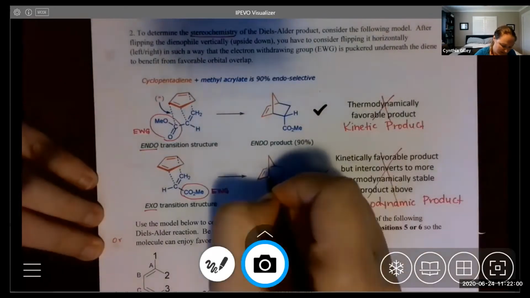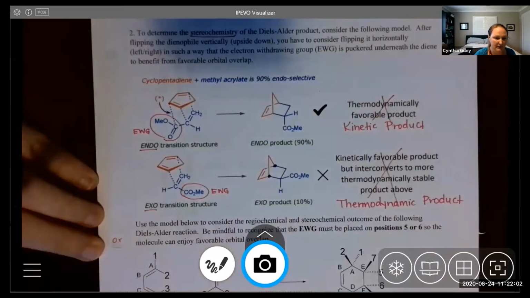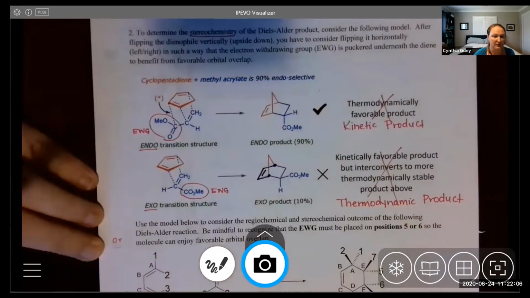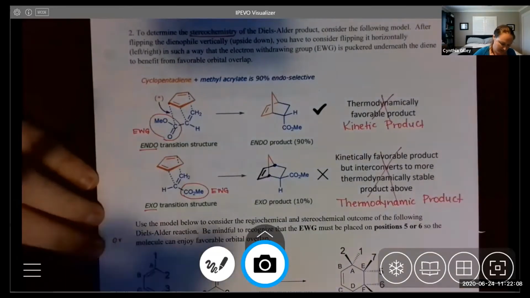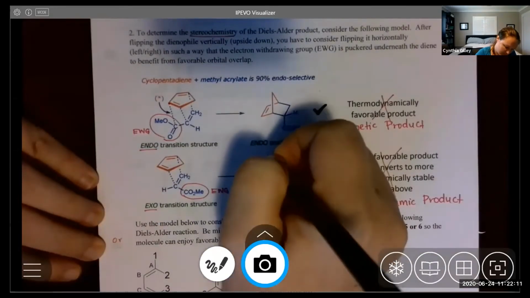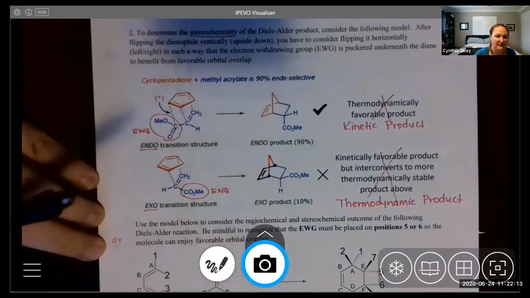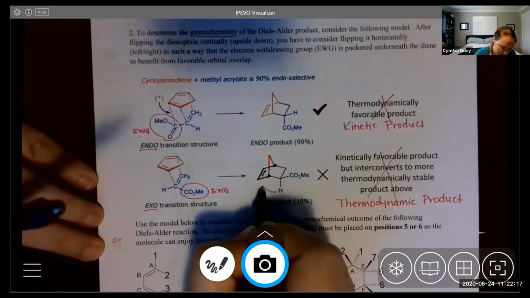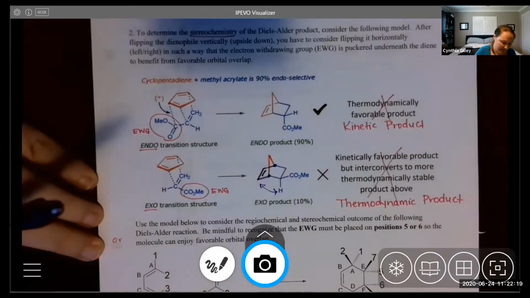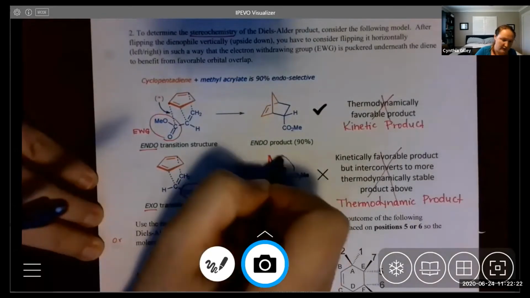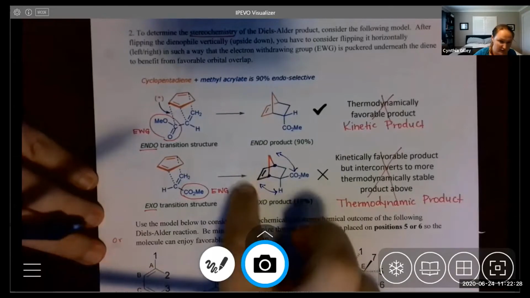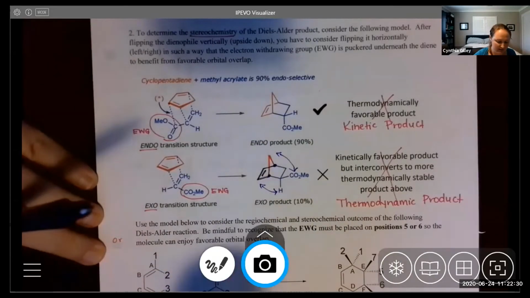If you imagine these are the two bridgehead carbons, right? We have sort of the longer bridge, which I just outlined in blue, and the shorter bridge. So stability-wise, it's better if the smaller group is closer to the longer bridge. The larger group is closer to the shorter bridge. It's just going to be less sterically crowded. So this is actually much more stable, right? So it's the thermodynamic product.